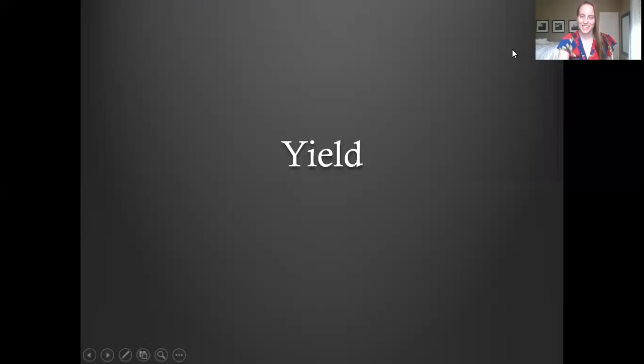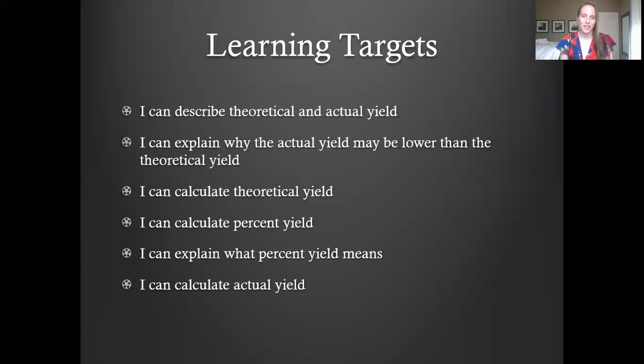So like I said, this lesson is about yield. We'll be talking about the difference between theoretical and actual yield and the reasons why they might not be the same as one another. Then we're going to calculate both theoretical and percent yield, as well as explain what that means. And then we'll briefly look at how to work backwards through percent yield to calculate the actual yield, which is something you're normally given.